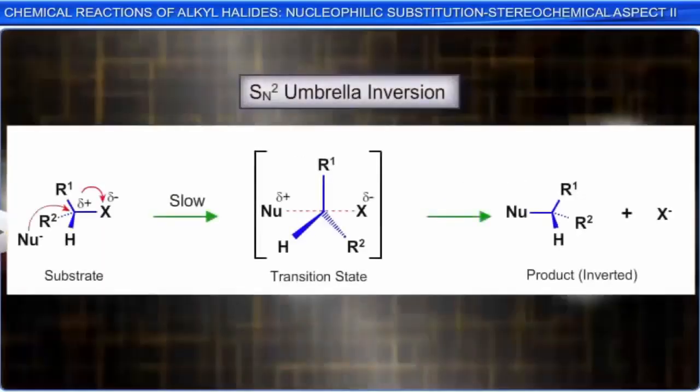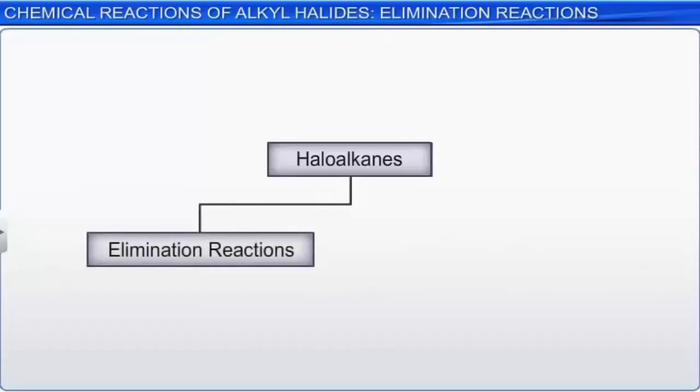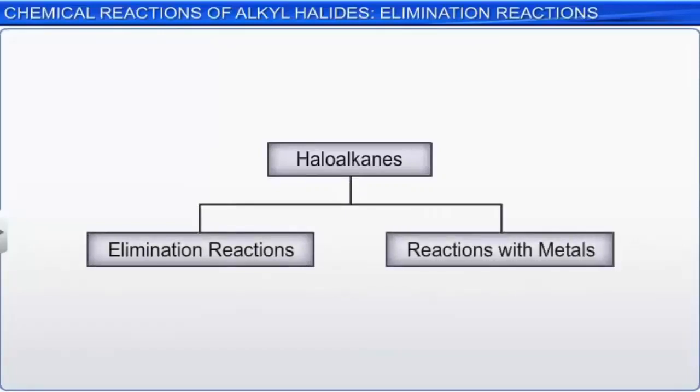Thus, the SN2 mechanism is accompanied by a complete inversion of configuration. An example is the reaction of (-)-2-bromooctane with sodium hydroxide to form (+)-octan-2-ol with a complete inversion of configuration. You will learn about elimination reactions of haloalkanes and also their reactions with metals.